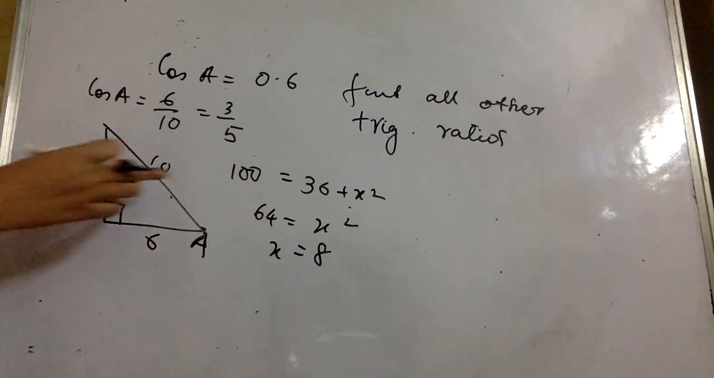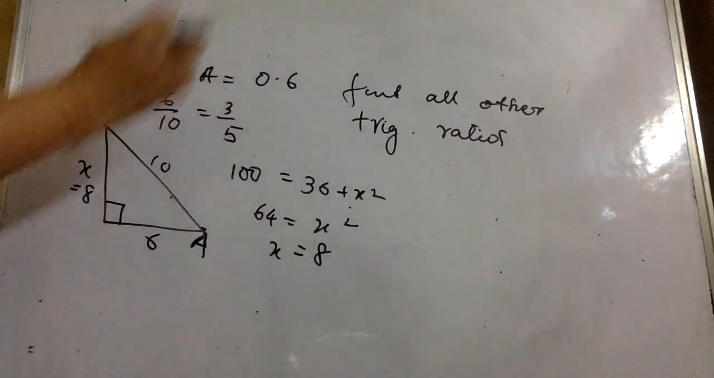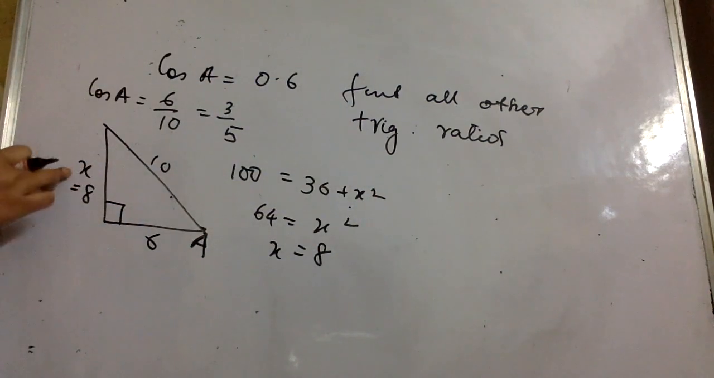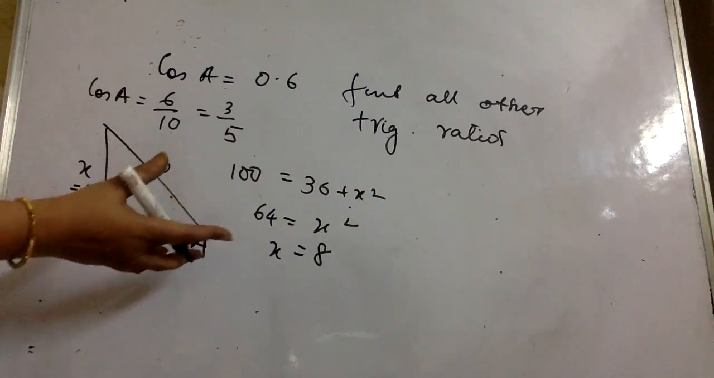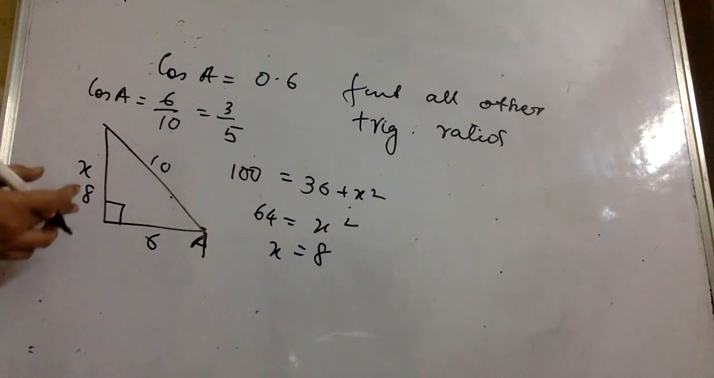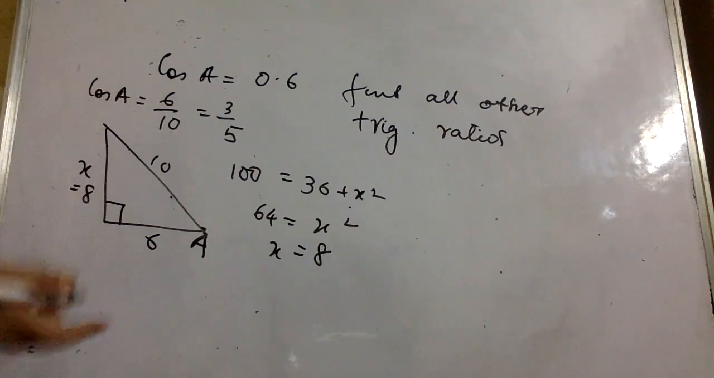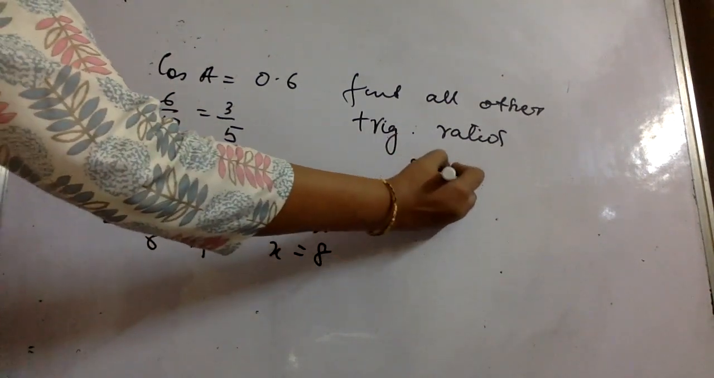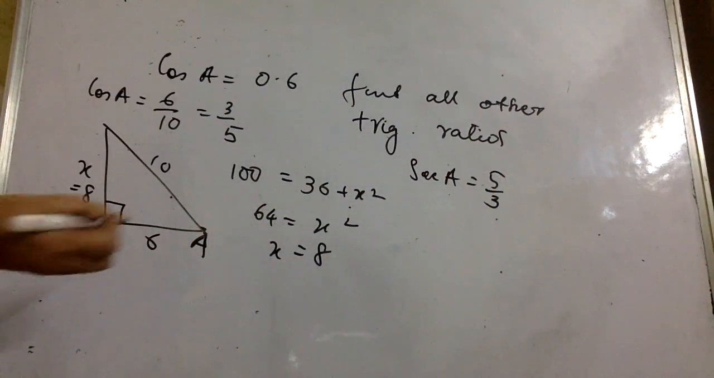10 square, 6 square and x square. Hypotenuse square is perpendicular square plus base square. So x is 8. Done. So if x is 8, now we can find all other values because all three sides are known. First thing I'll find is cosec because it is just the reciprocal. I don't have to think. That's what I do.